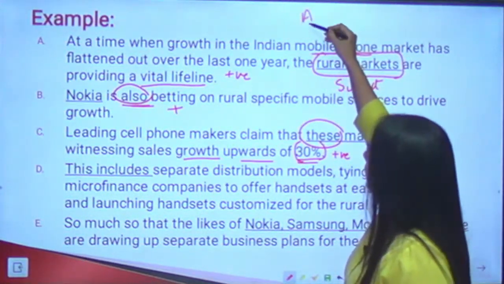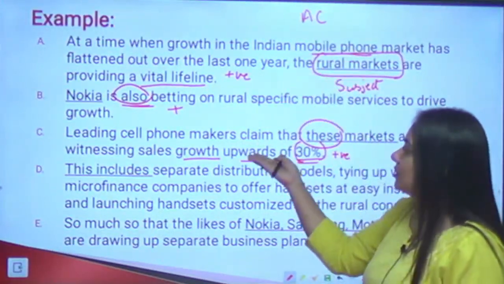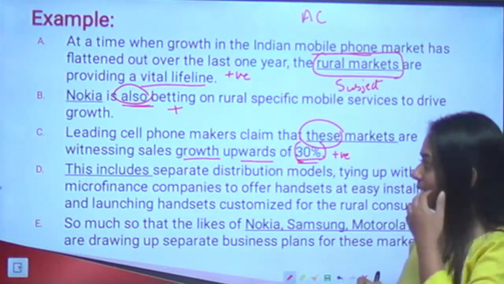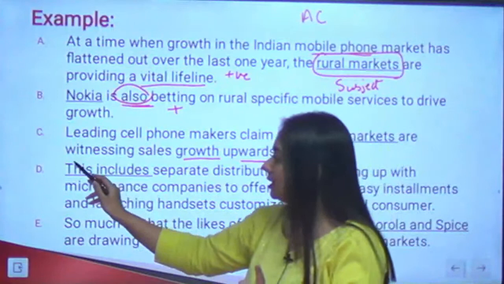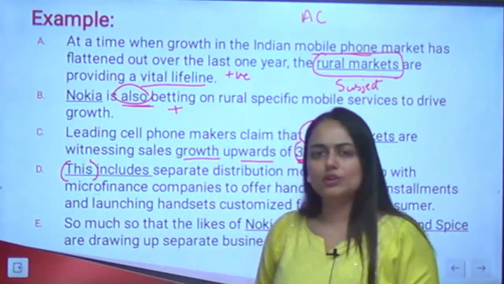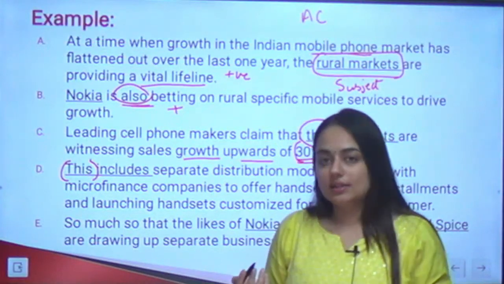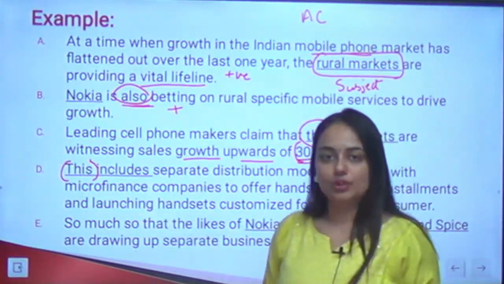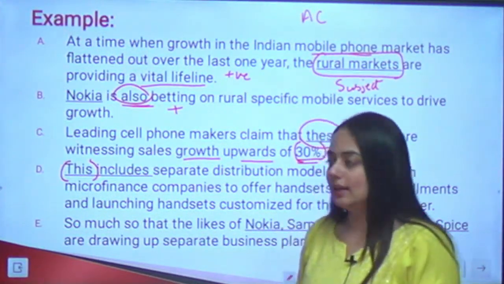A is the introduction and C forms a pair with A because C talks about the similar thing and gives you some data also, some percentage also. This includes separate distribution model. This is the key word here we should be focusing on. Now it should click our minds that this is a pronoun. For which antecedent noun is this used? Let us understand the idea. We will further be able to link the ideas.